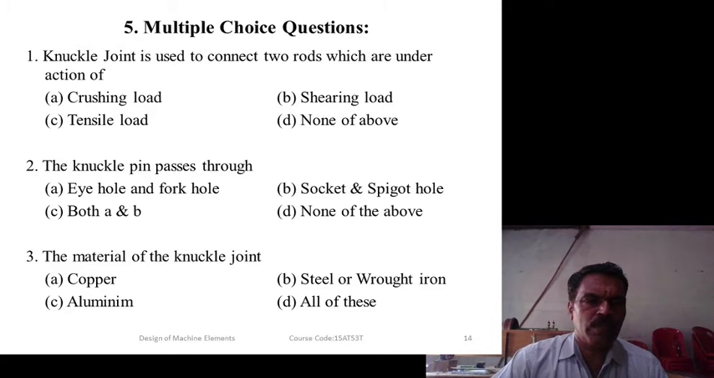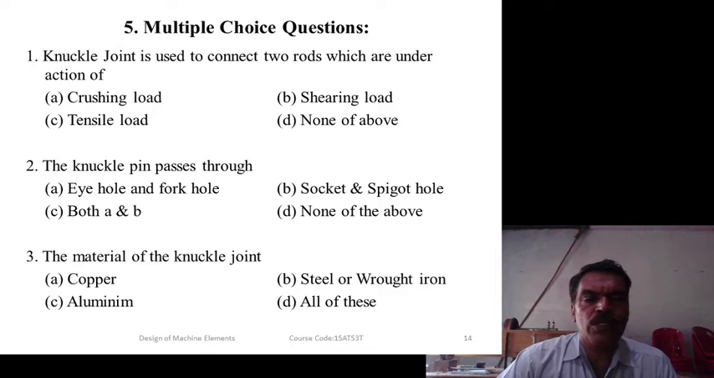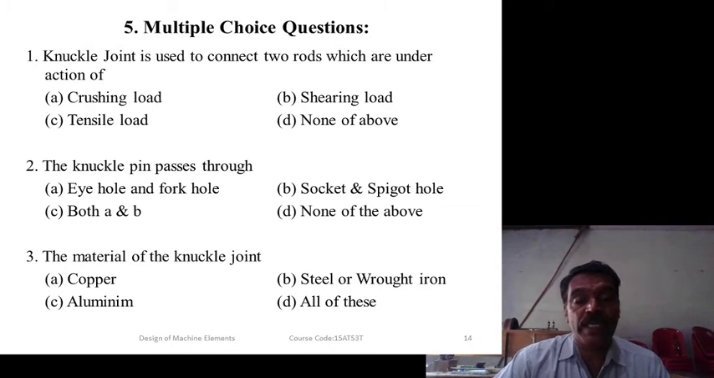Okay, so next, coming to discuss the third question, the material of the knuckle joint. What type of material may be used for manufacturing the knuckle joint?